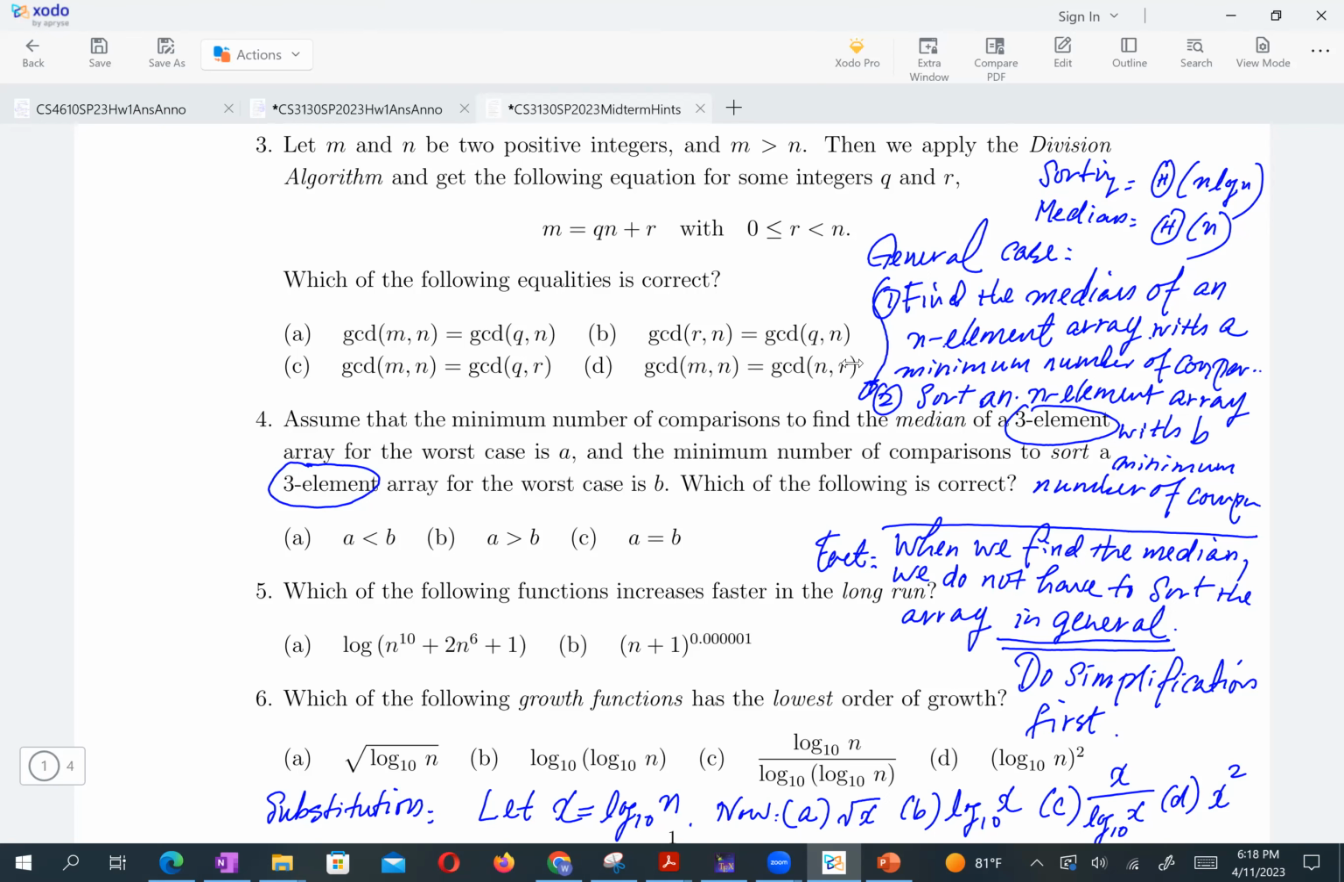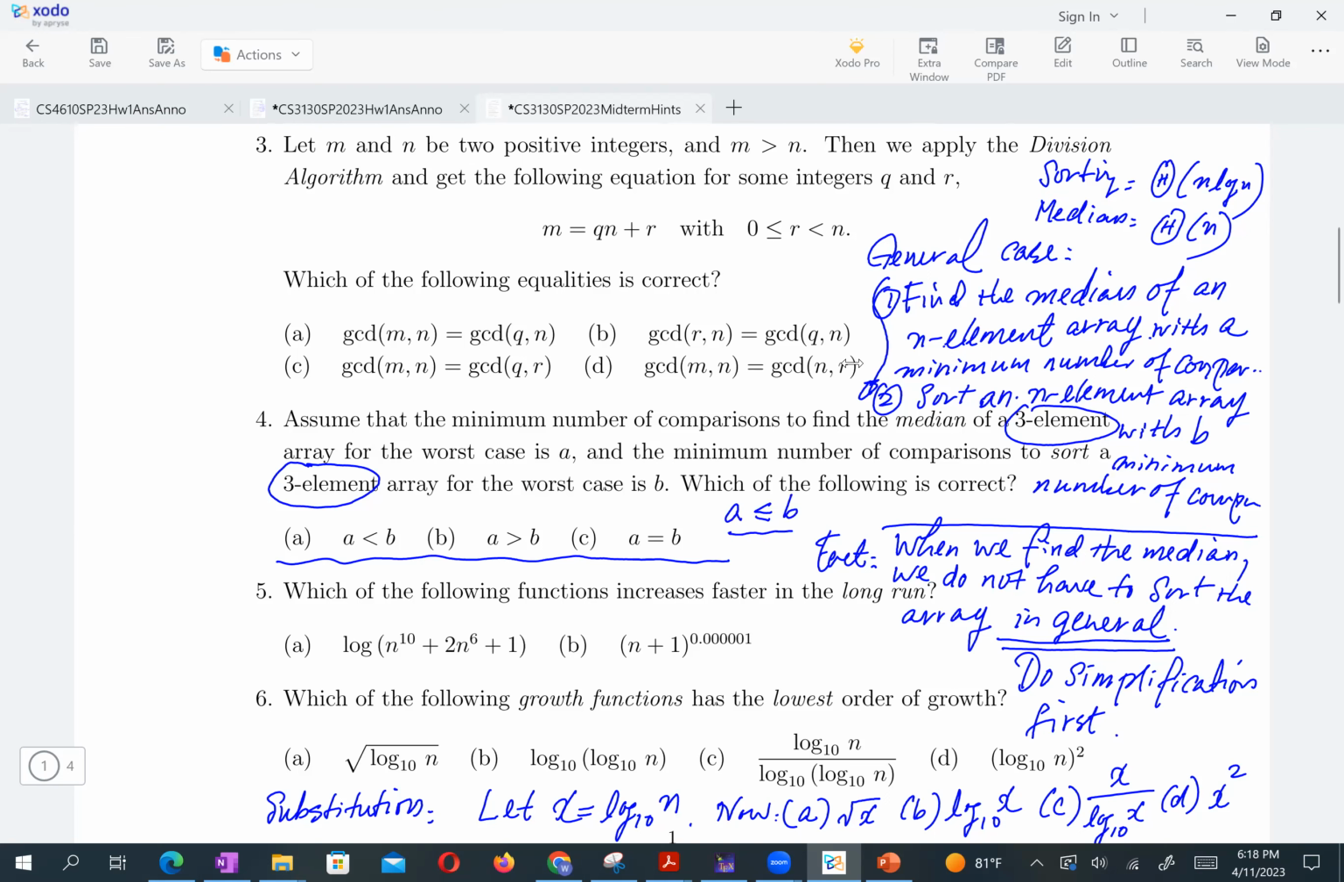Now, in this question, I ask you which of the options is correct. First, from our analysis, if we sort the array, then we can find the median immediately without any more comparison, right? Because we need to do more work in sorting. That already tells us A is less than or equal to B, always, right? That means option B is gone.